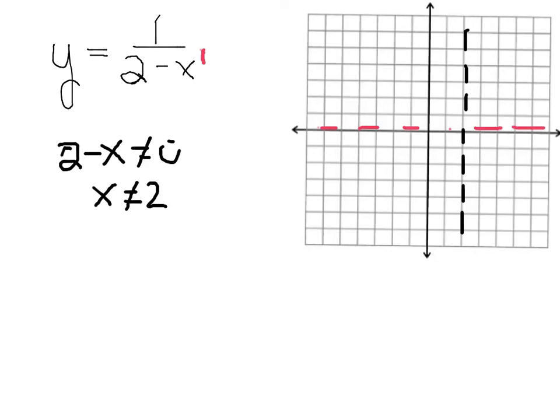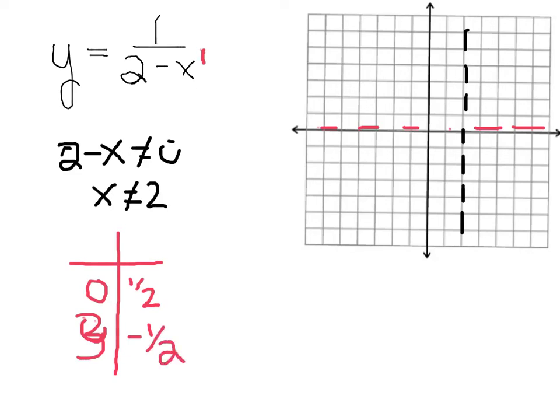After identifying the asymptotes, we test points. We test points to the left and to the right of the vertical asymptote. I'm going to test the point 0. At 0 I have a value of 1/2. I'm also going to test the point 3. At 3 I have a value of -1/2. So this graph has a point here and here, and because the asymptotes act like force fields, the graph is trapped between the two.